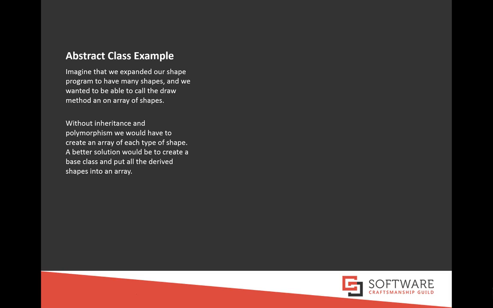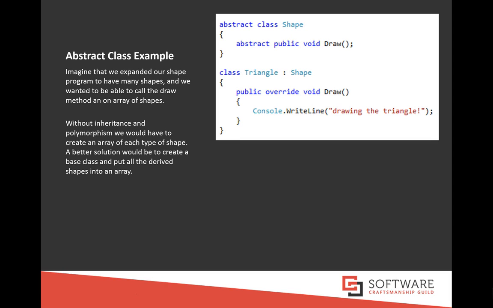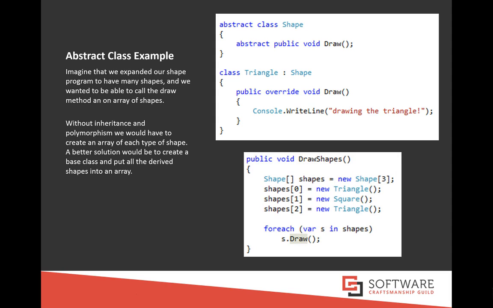The better solution in object-oriented programming is to create a base class of shape, which is abstract, and then any class that implements shape must provide a draw method. So imagine that instead of Console.WriteLine, we were actually drawing a triangle out on the screen. If we had many shapes, I could create an array of type shape, and then I could put triangles, squares, rectangles, ovals, all of those different shapes inside the array, and use a foreach loop to loop through each element and call its draw method. And because that draw method was overridden, each shape would call its appropriate draw method.